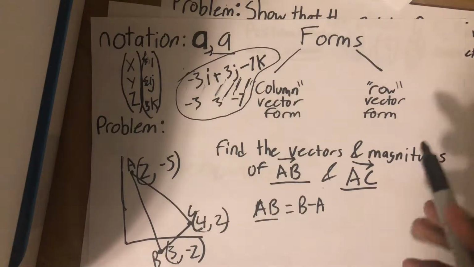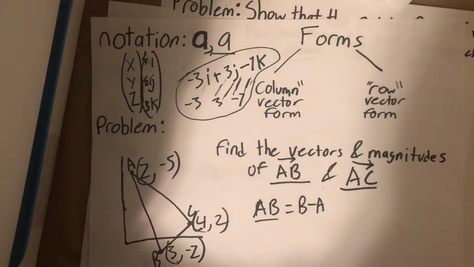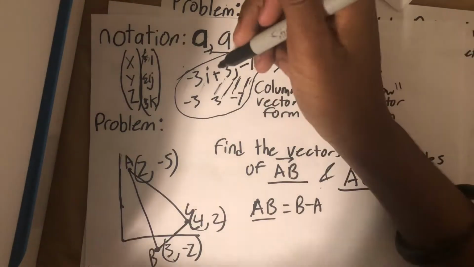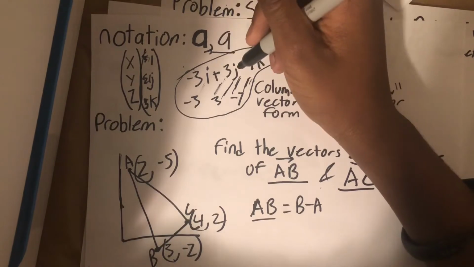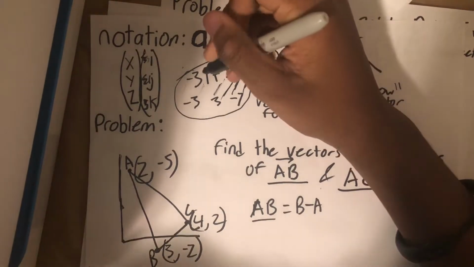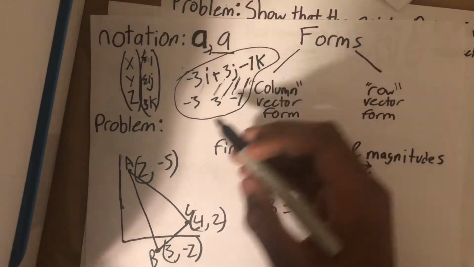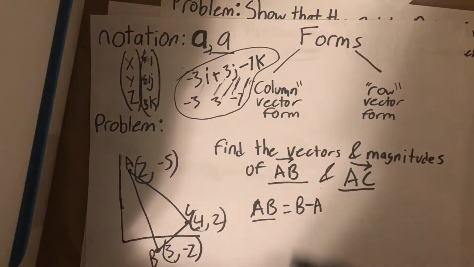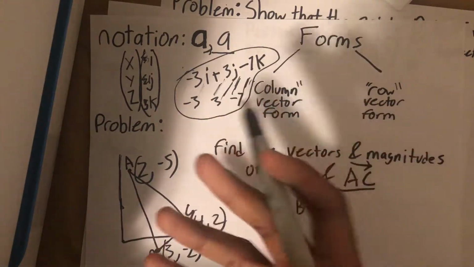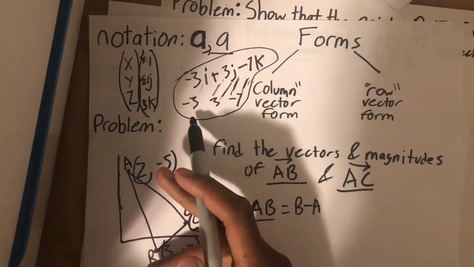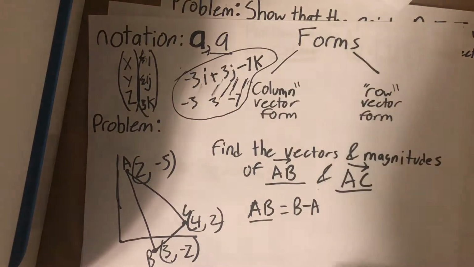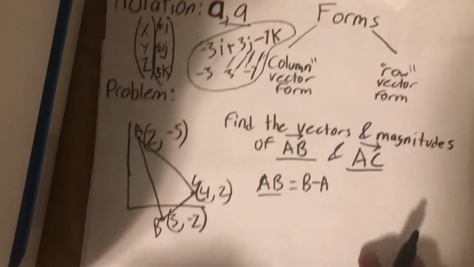And then with the row vector form, it's typically using this IJK orientation. Let's say it would just be I plus J minus K or something like that, but the numbers before the I, J, and K would be the actual components of the vector. So it would be like negative 3i plus 3j minus 7k. You would have negative 3 as one of the components, 3 as one of the components, and negative 7 as one of the components. So then let's move to a problem.